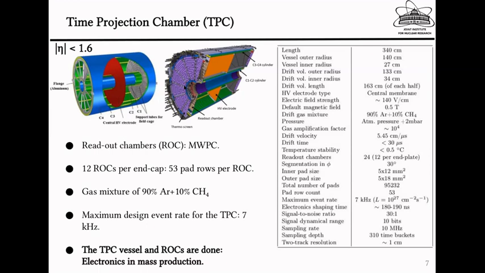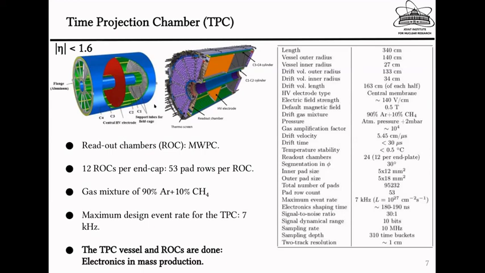It is a main detector in MPD. On the right, I show you the dimensions and the ingredients of the detector. As far as the readout chamber is concerned, the technology which is used is MWPC. There are 12 readout chambers on each end cap, and 53 pad rows per ROC.